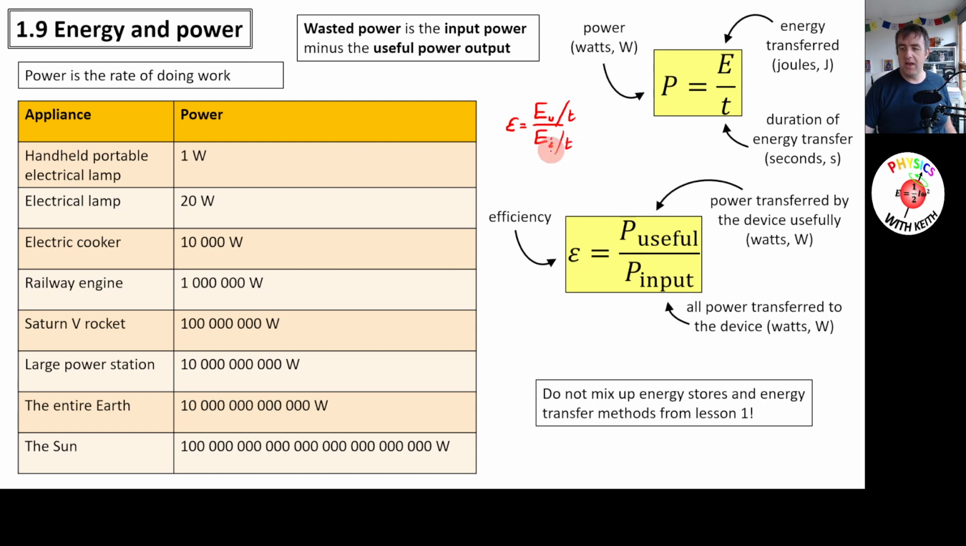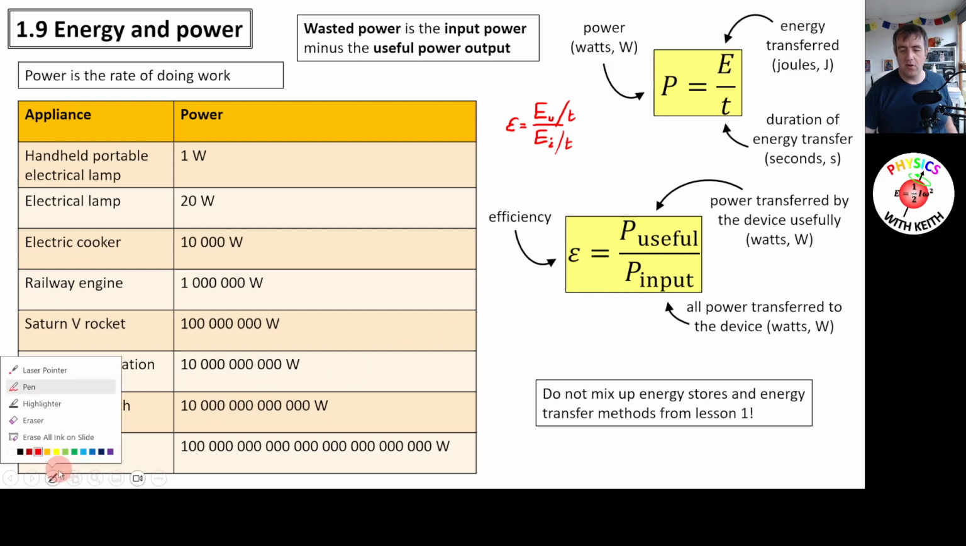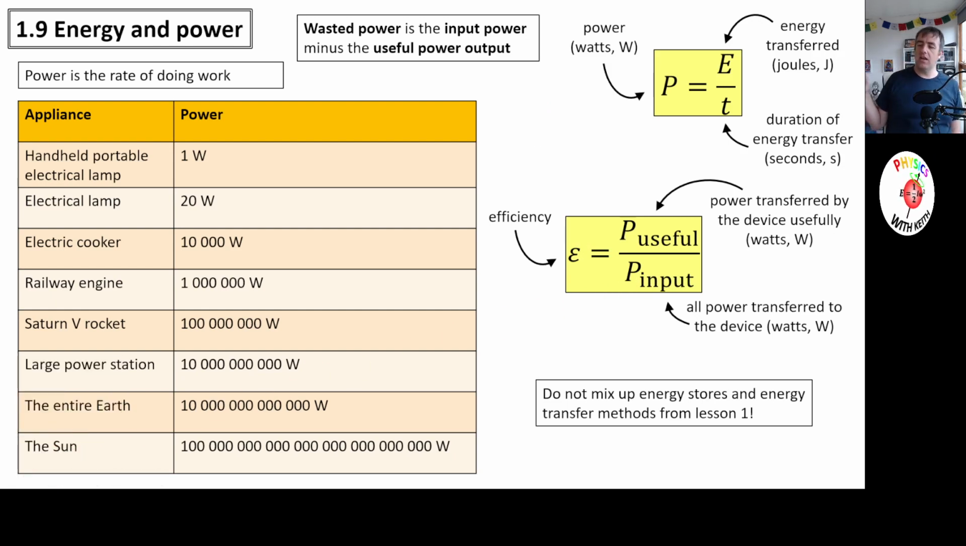Instead of the input energy using this equation here, I've got the input power. And that's how we end up with this other equation for efficiency. But just like with the first equation for efficiency, efficiency can be presented as a decimal or as a percentage. Don't write it as a fraction. A fraction is a half-finished answer. The examiner wants you to give a decimal or a percentage.